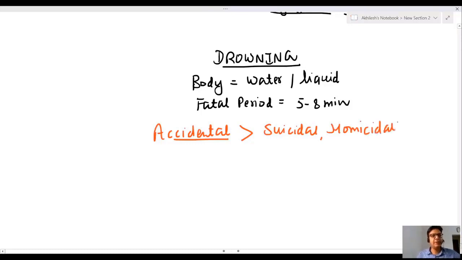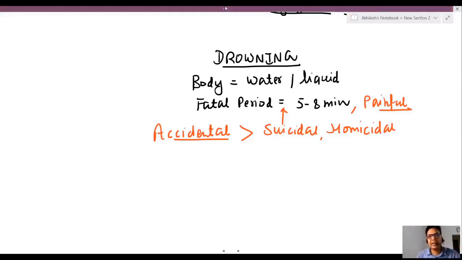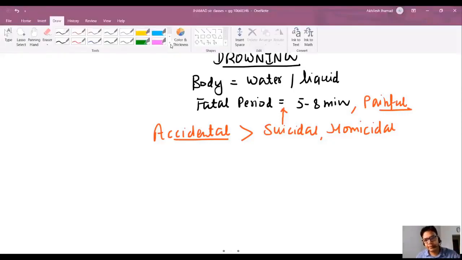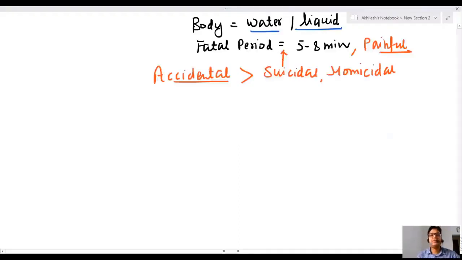Why is it not a good method of committing suicide? First reason, the fatal period is 5 to 8 minutes. Second, it's a painful death. So it is not a good method of committing suicide. When the body goes in water or liquid, it is drowning. Now, sir, what are the types of drowning?